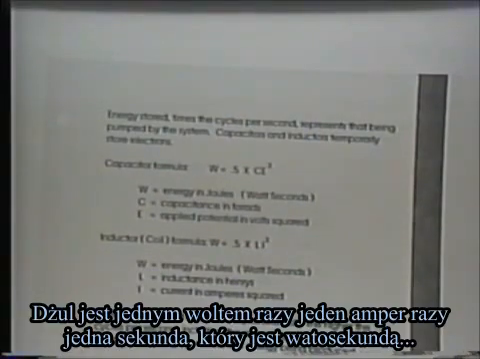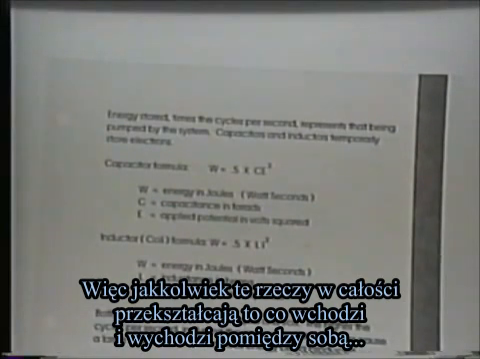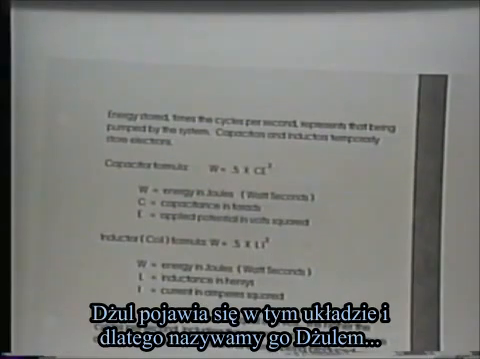A joule is 1 volt times 1 amp times 1 second, which is a watt second. That also happens to be the definition of a coulomb and a whole slew of other things. So anyhow, these things all translate in and out of each other, and Joule was the one that came up with the system, and that's where we get the name Joule.